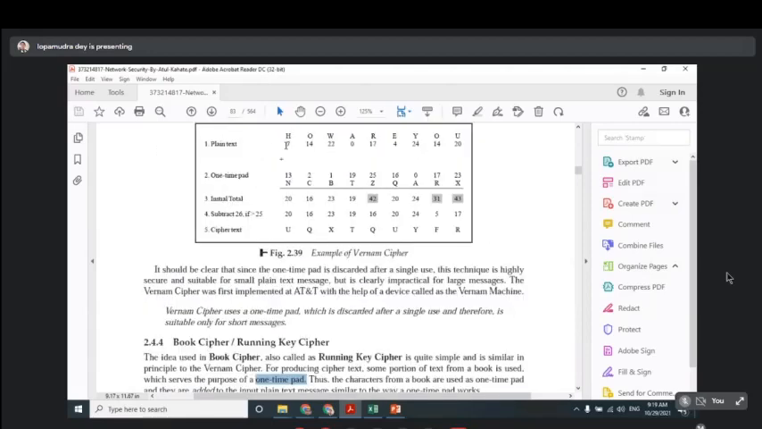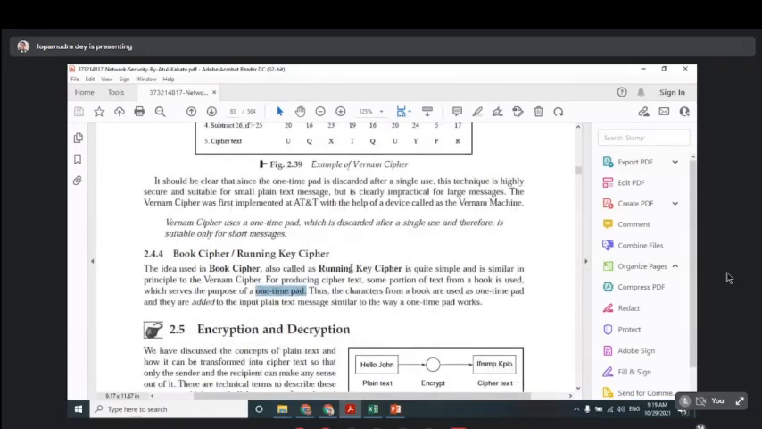So for example, here the plain text size is 1 2 3 4 5 6 7 8 9, so the size of the plain text is 9. You will take from the book, suppose this is something written in the book, so 1 2 3 4 5 6 7 8 9, and only that portion will be taken as the one time pad.